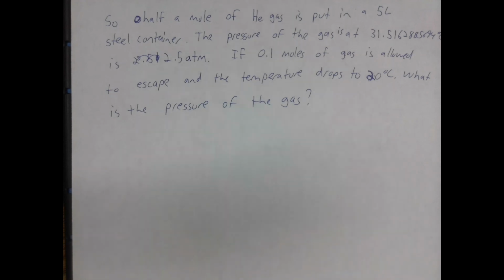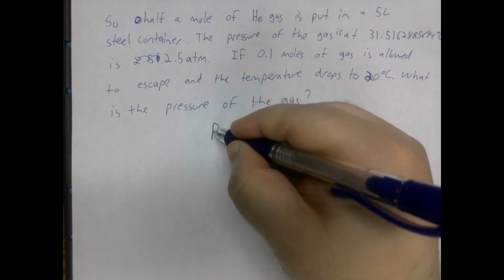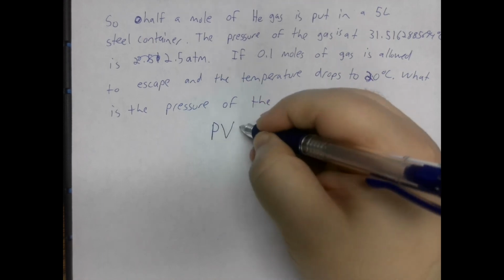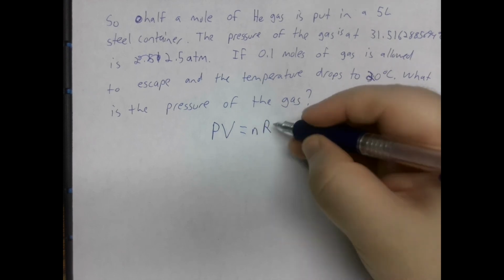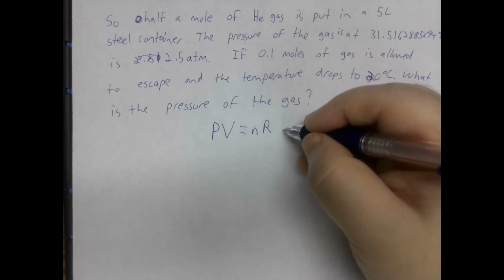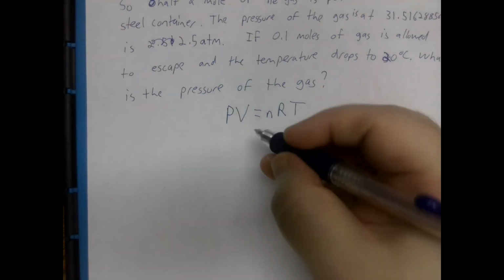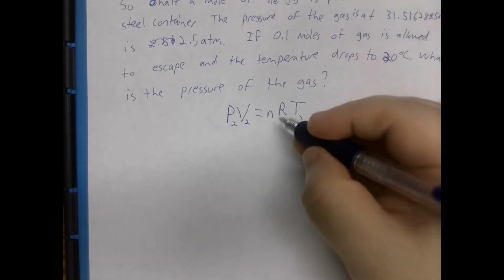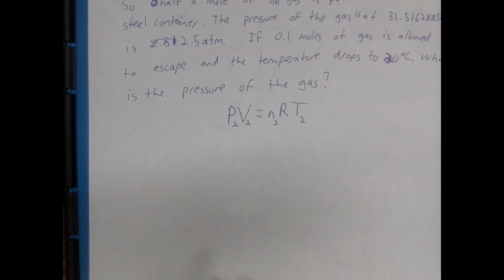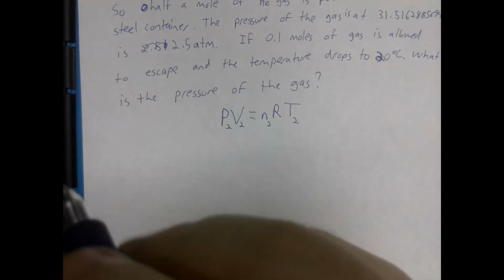So let's look at only the final values. We know the ideal gas law states that pressure times volume is equal to the number of moles times some R constant, gas constant, times temperature. And I'll let these all be final values. So we're solving for P2.